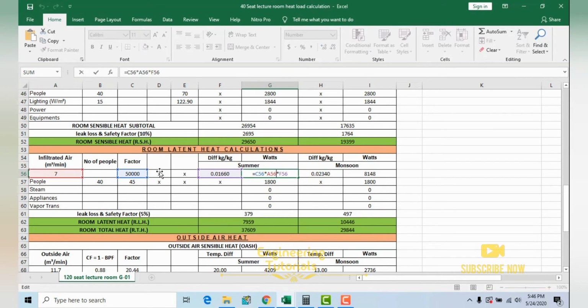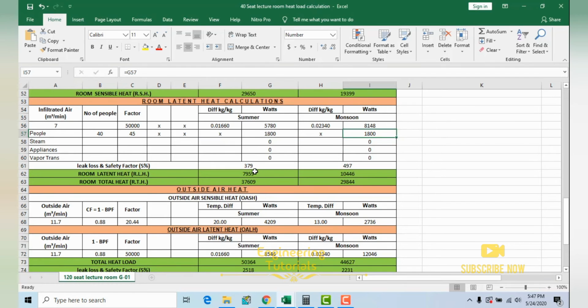So you just need to multiply these three factors, and you will get the total watts of latent heat due to the infiltration load. And over here also for monsoon, you need to multiply this one by the humidity ratio for monsoon. And then latent heat due to the people: since we have 40 people, and we already know from the table that 45 watt is required per person for latent heat, 40 into 45 gives you 1800 watts for summer and 1800 for the monsoon.